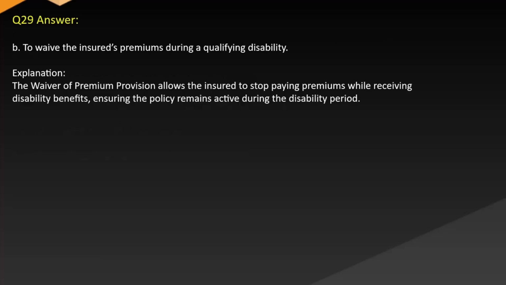Answer: B. To waive the insured's premiums during a qualifying disability. Explanation: the waiver of premium provision allows the insured to stop paying premiums while receiving disability benefits, ensuring the policy remains active during the disability period.